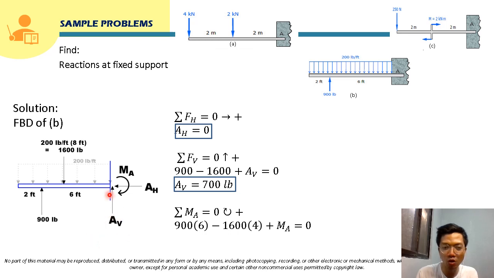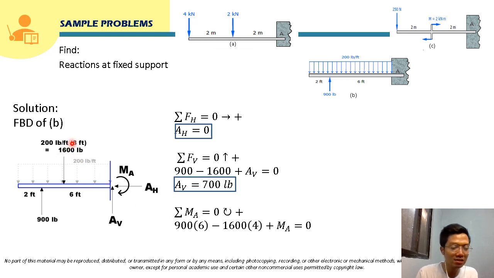So AV will have no moment at point A since it will pass through point A. Okay, so for this 900 pound force, its moment about point A will be 900 times 6. And its rotation will be clockwise, so it will be positive here.